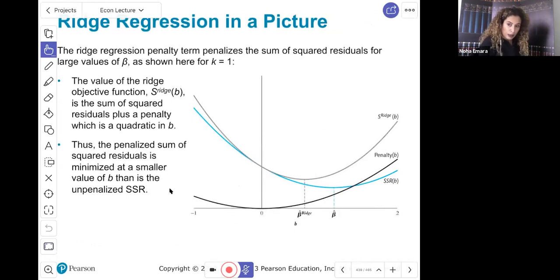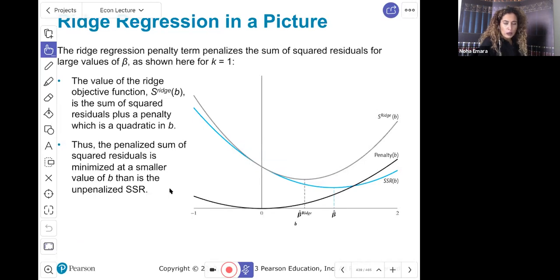But if I add the penalty, then I'm going to come to the line S ridge. And if you want to just graph the penalty, it's going to be like penalty B. The penalties, the SSR, the S ridge, they all depend on beta, the value of the estimator. As you keep increasing betas, the SSR would keep on decreasing, but at a certain point, it would start to increase. So it's nonlinear. Same goes with the S ridge.